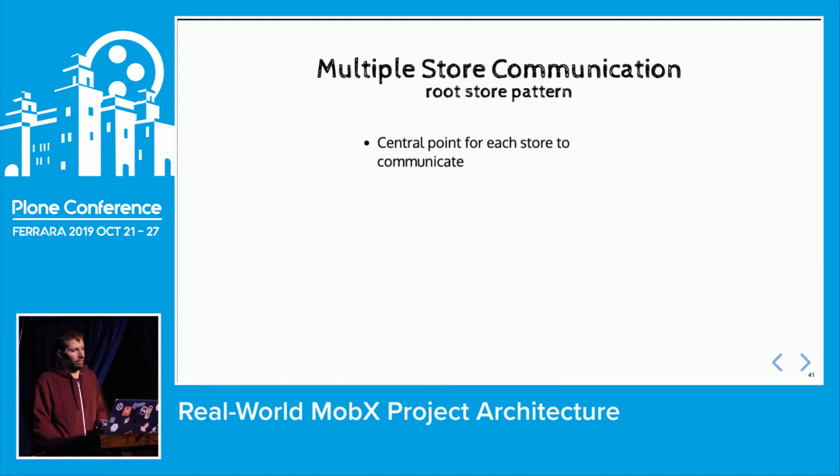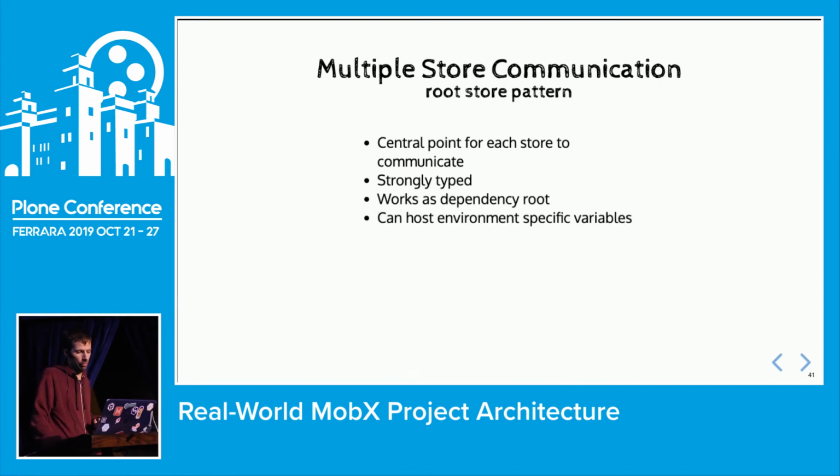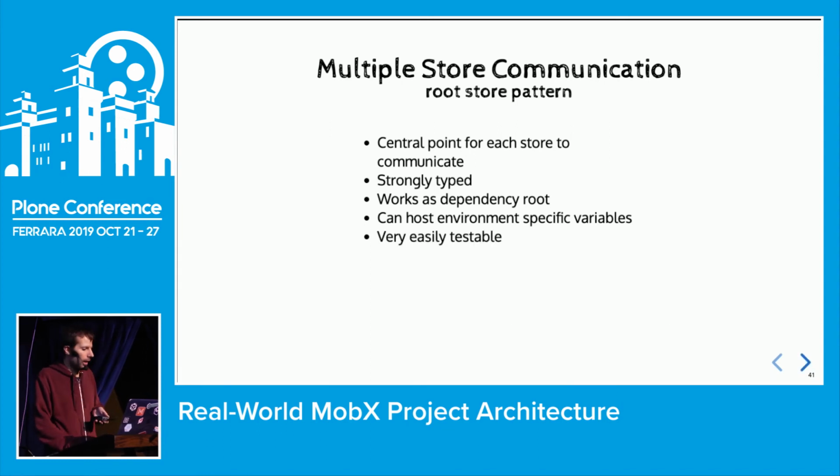So the root store is a central point of communication for each store. For example, from our to-do store, we can reach our user store without any problem. It's completely strongly typed if you use TypeScript or other type solutions. As we have seen, it works as a dependency root and can also host some variables that are useful for our application. For example, we may have configuration values or a fetch implementation in order to call our API that can be put in the root store without any problem. And as we have seen, it's very, very easily testable.